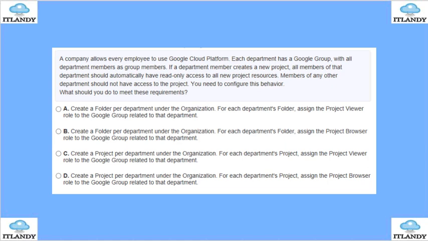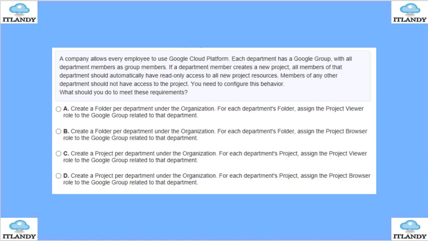A. Create a folder per department under the org, and for each department folder assign project viewer role. That doesn't sound right. B. Create a folder per department under the org. For each department folder, assign project browser to the group. Yeah, a little bit doesn't sound right. C. Create a project per department under the org. For each department project, assign the project viewer role to the Google group related to that department.